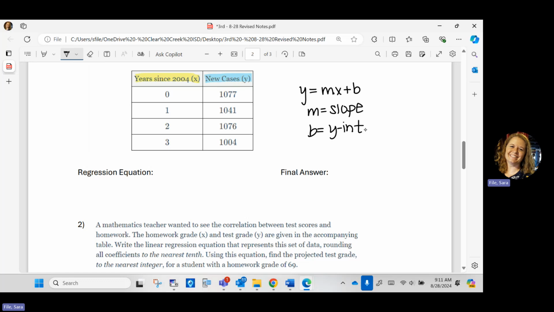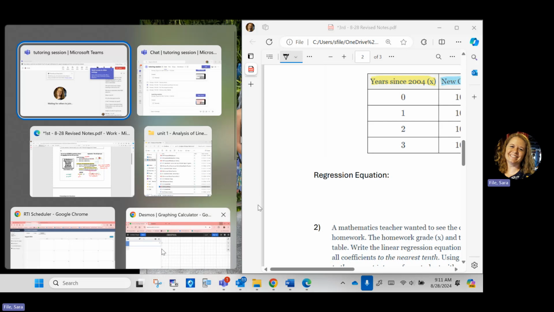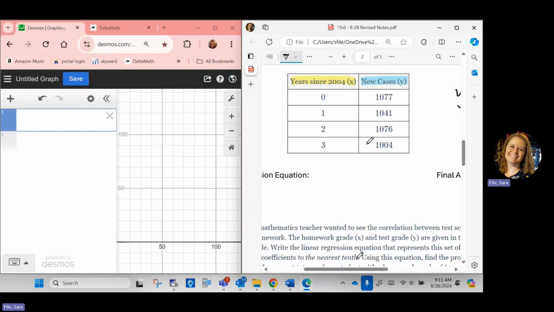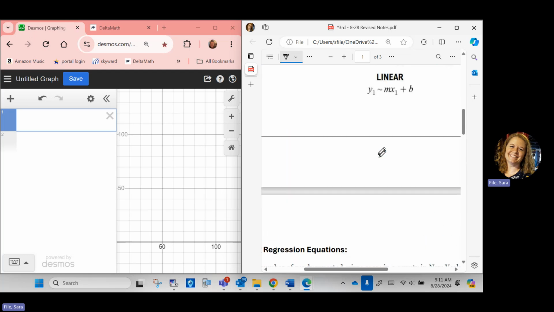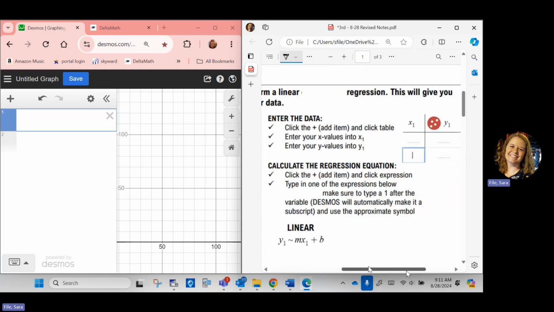All right, so what I'm going to do is split screen this with my calculator, and I'm going to use this data from this table and go through these steps on the first page. The first step is to enter your data. To do that, you're going to click the plus sign in the top left corner and input a table. So click the plus sign and then click the table, and this is what you should get.